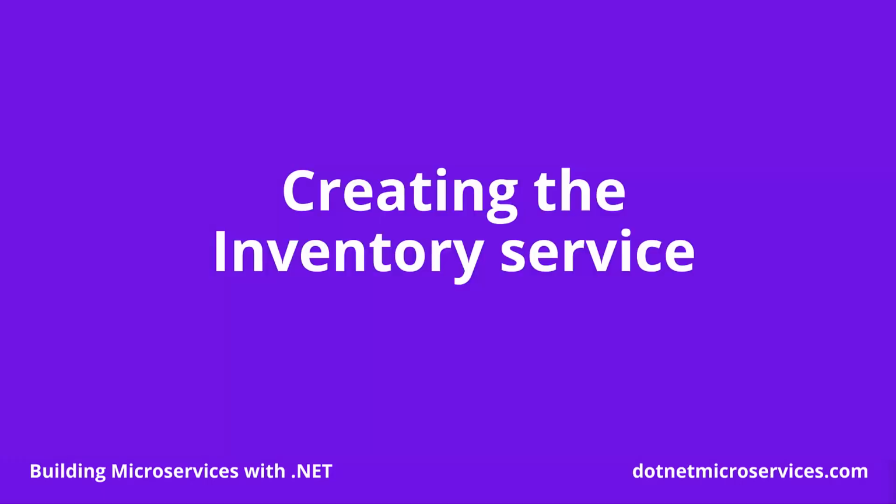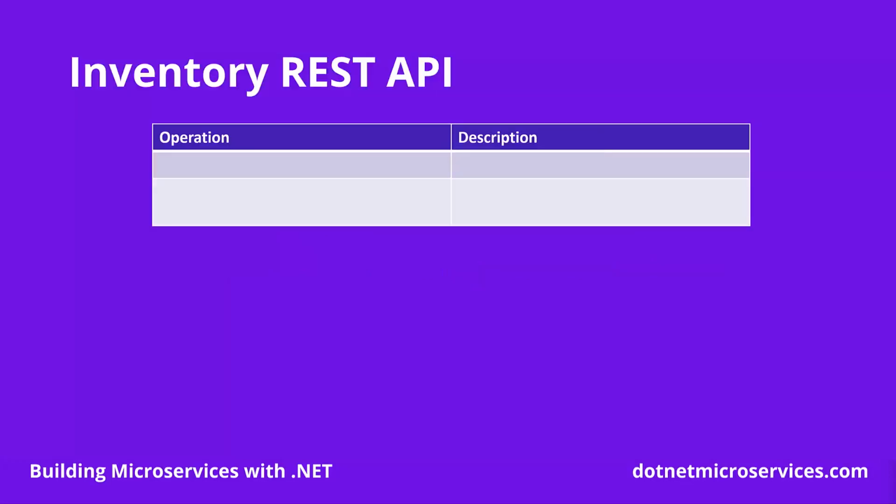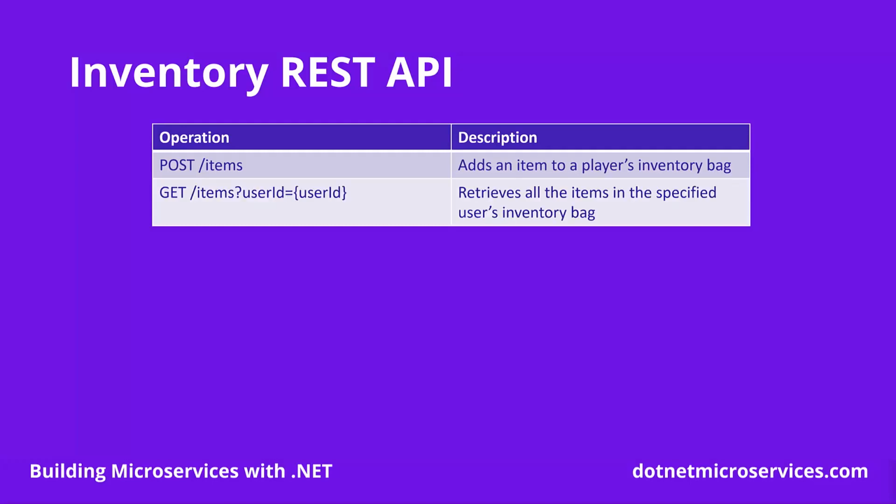In this lesson, we will create our inventory microservice, which owns the player's inventory of purchased items. Just like we did with the catalog service, we will define a REST API for inventory with a couple of operations, which are post items, which will be used to add an item to the player's inventory bag, and get items by user ID, which should retrieve all the items for the specified player or user.